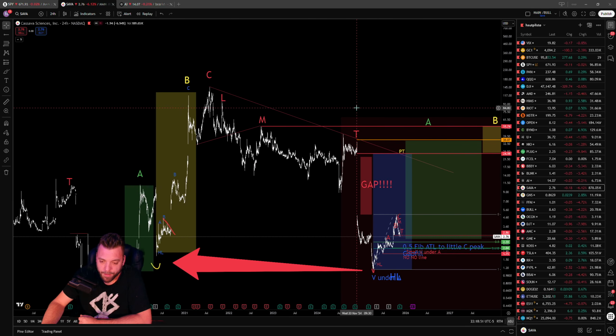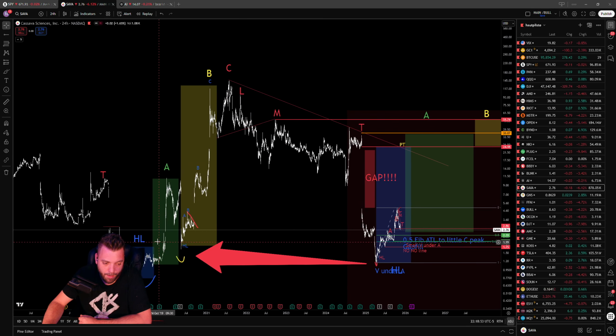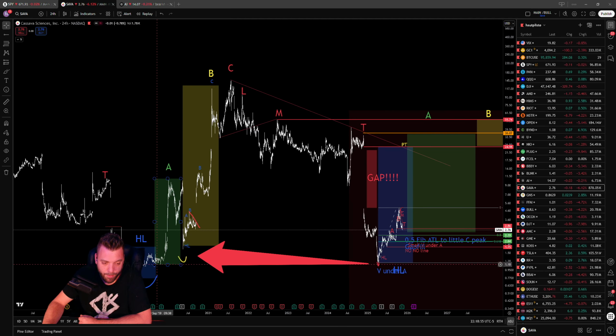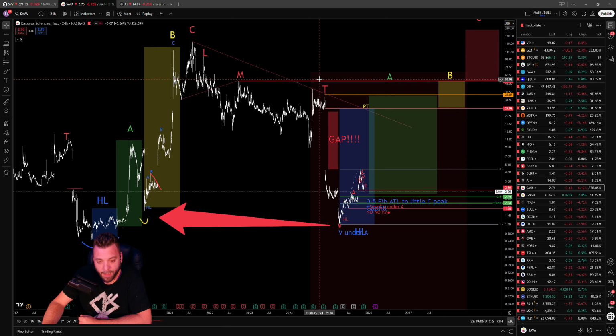So what do we have here? We have here our V, high low, our big A with the A pullback, our run to B with the B pullback, C, lower high, midpoint, T, and then the gap down to our V for the bullish variant.